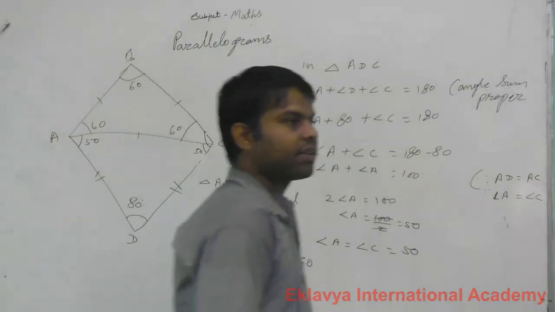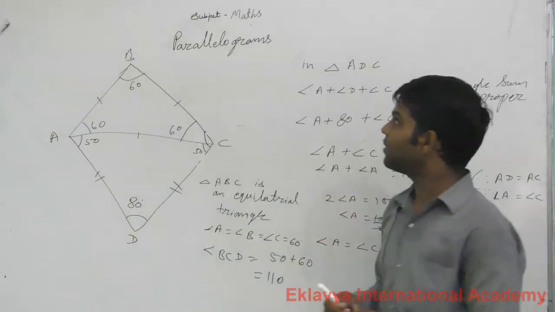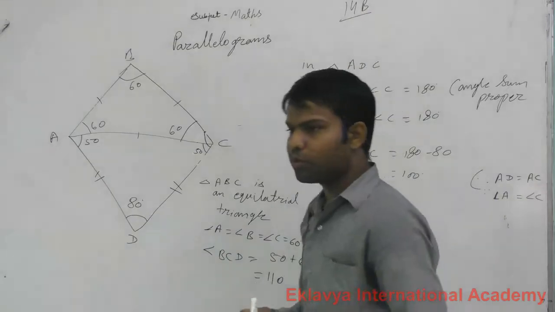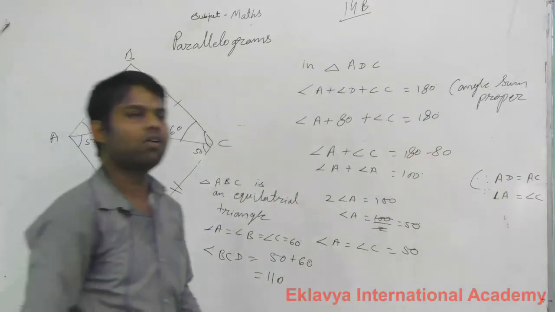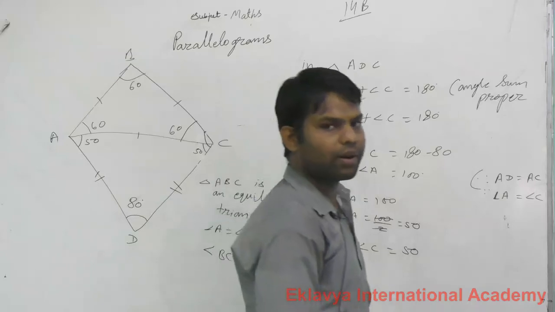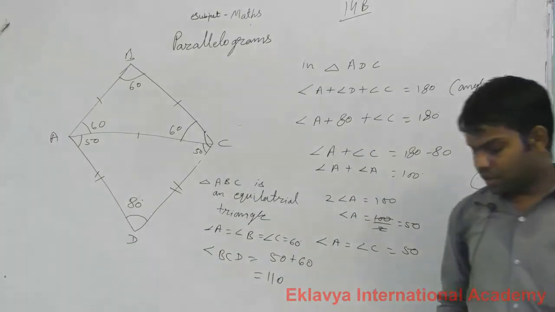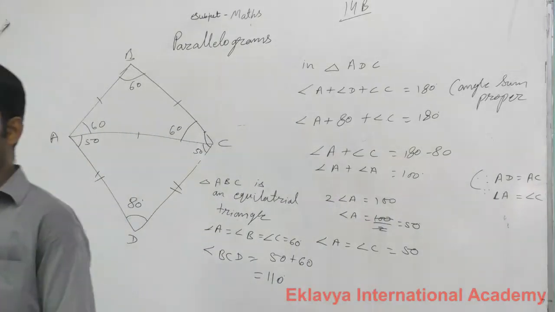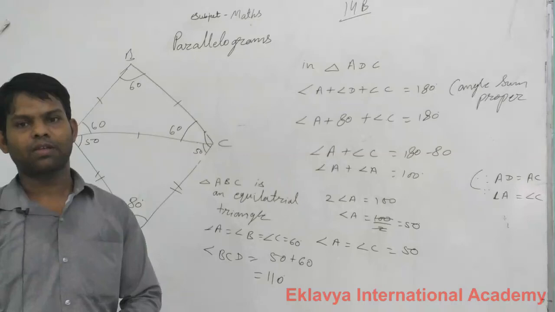Thank you students. Do this complete exercise 14 B in your notebook, and I think you have written the definitions of rectangle, rhombus and square. Write the properties of these 3 figures also, and complete chapter 14 today.